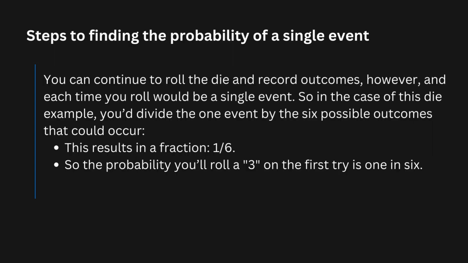You can continue to roll the die and record outcomes, however, and each time you roll would be a single event. So in the case of this die example, you divide the one event by 6 possible outcomes that could occur. First, this result is a fraction, 1 out of 6. Second, this means the probability you'll roll a 3 on the first try is 1 in 6.